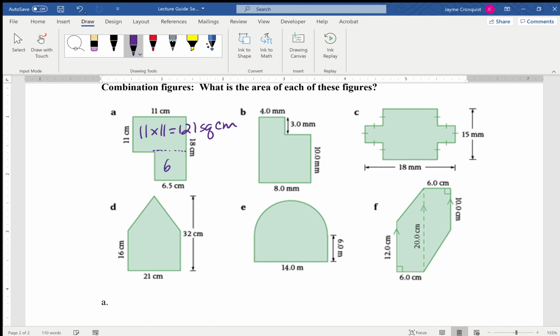This one is going to be 6.5, and then 18 minus 11. So this distance is 7 centimeters. So this is 6.5 times 7. 6.5 times 7 is 45.5. Again, square centimeters. Now we simply add those two.